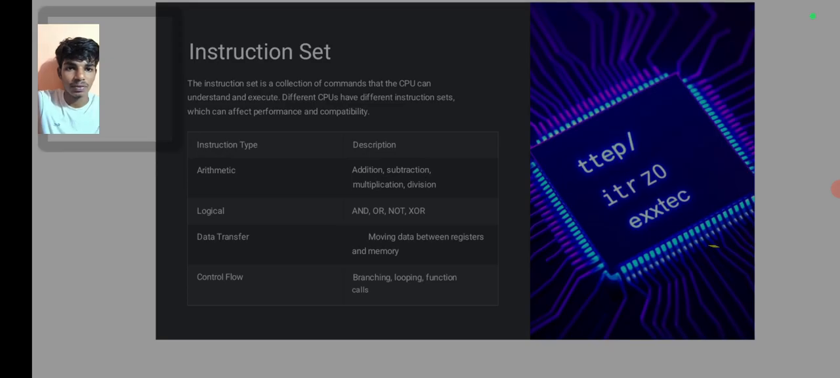When we come to the instruction type of logical, the description refers to gates that are AND, OR, NOT or XOR gates. When we come to data transfer, the description is about moving data between the registers and memory. Data transfer will occur between memory and registers. And for control flow, the description is branching, looping and function calls.